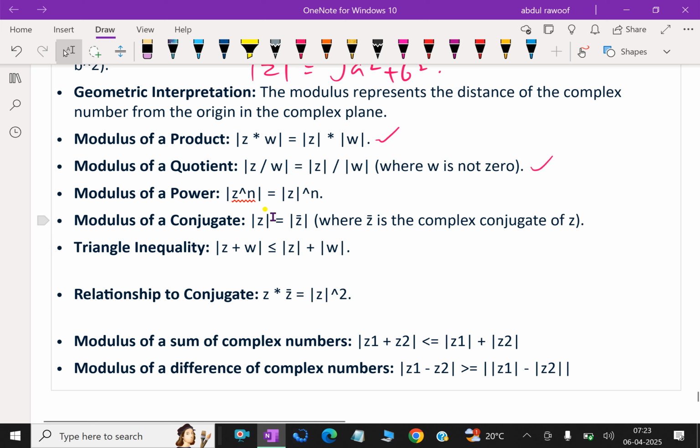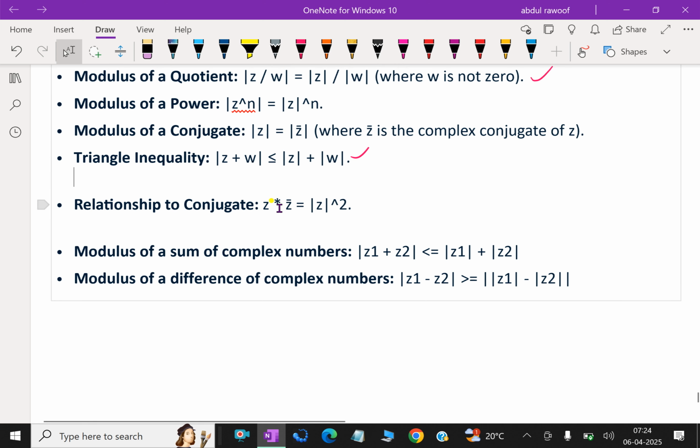Modulus of a conjugate. Here, modulus of z equal modulus of z conjugate. Both are equal, where z bar is the complex conjugate of z. Triangle inequality. Here, modulus of z plus w is always less than or equal to modulus of z plus modulus of w separately. Relationship to conjugate. z is the complex number and its conjugate is z bar, that is z times z bar equal to modulus of z squared.